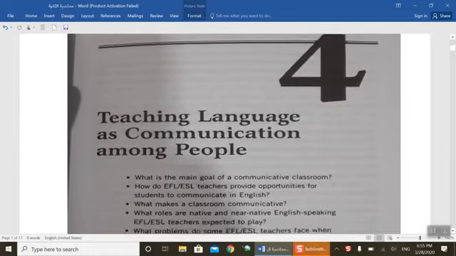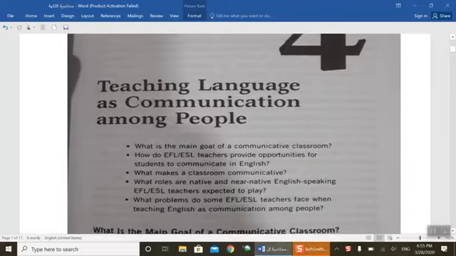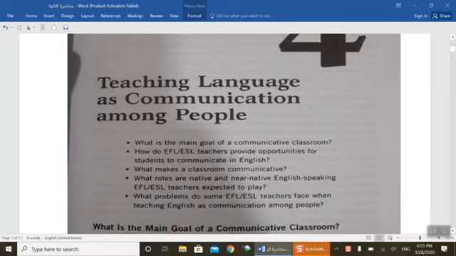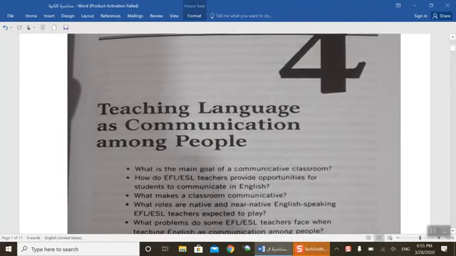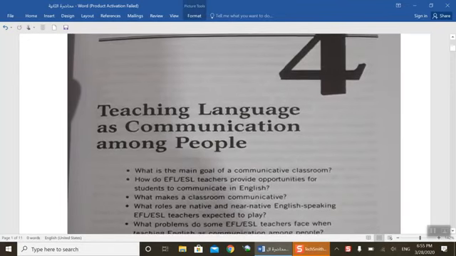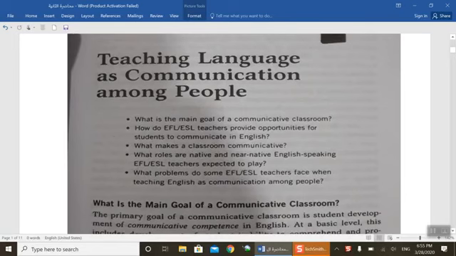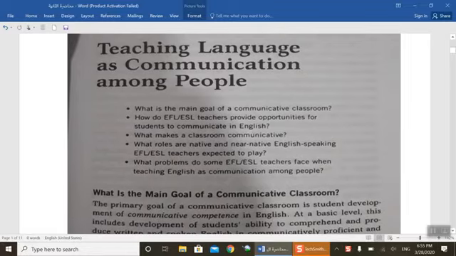Today we have chapter number 4. I'm going to talk about chapter number 4. The title of this chapter is Teaching Language and Communication Among People. There are some questions here that will be explained in detail in this chapter, right?